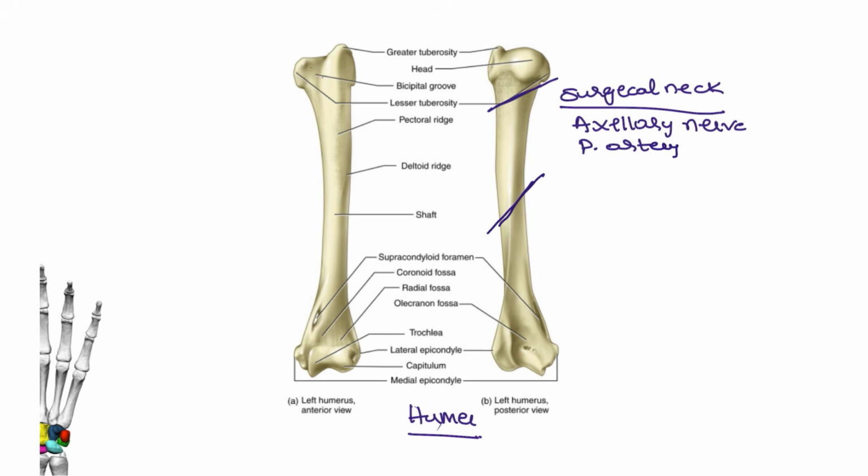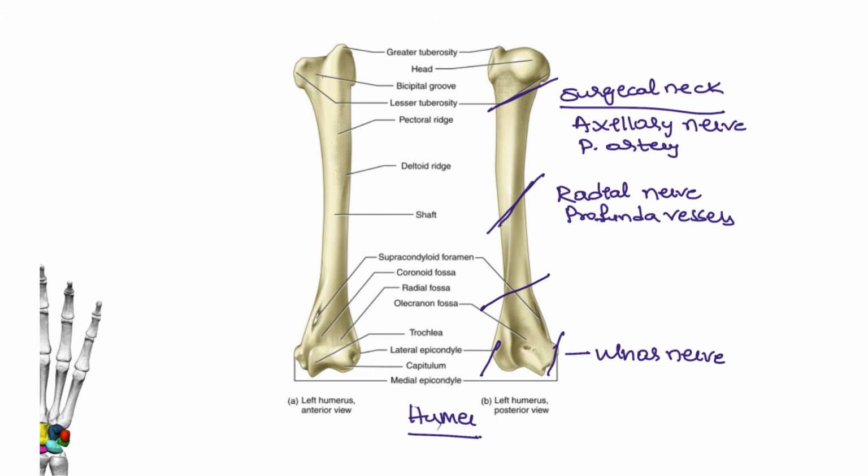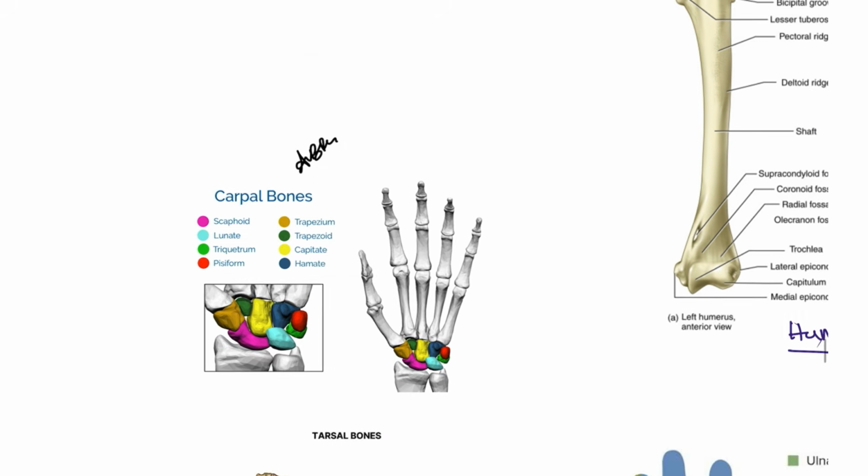And this is the radial groove. If there is damage at the radial spiral groove, this will involve the radial nerve and profunda vessels. Okay, and here the medial epicondyle or the lateral epicondyle, it will involve the ulnar nerve. This is the supracondylar, which will involve the anterior interosseous nerve and brachial artery. This question has also been asked in the examination.